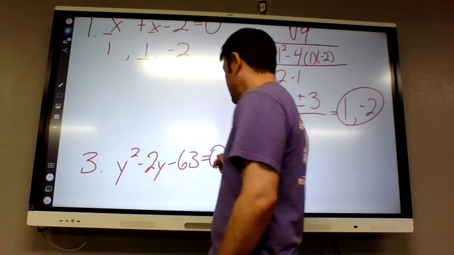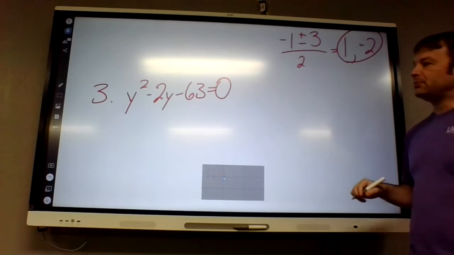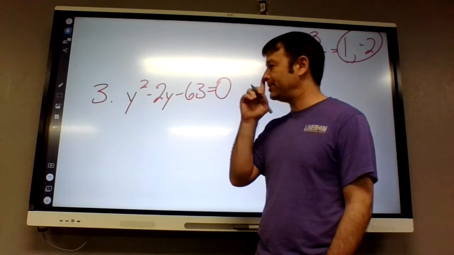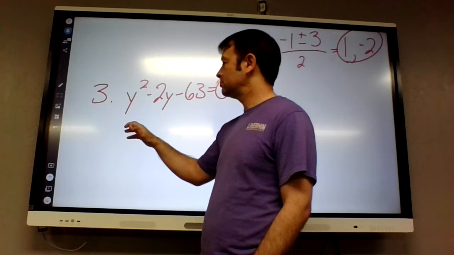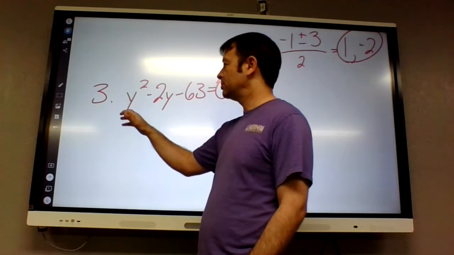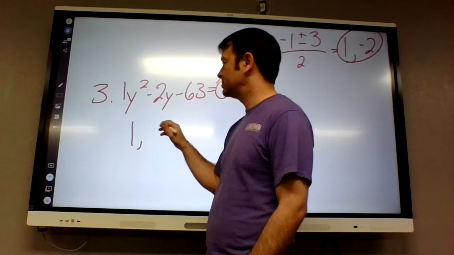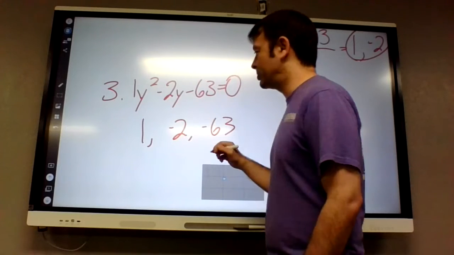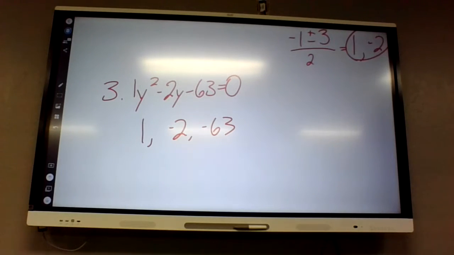Alright, so you remember how we started? What is A, B, and C? Emily, what would A, B, and C be on this one? A is 1, the y squared. B is negative 2. And C is negative 63. So this one will be a little bit different because B is negative, and that kind of confuses people.